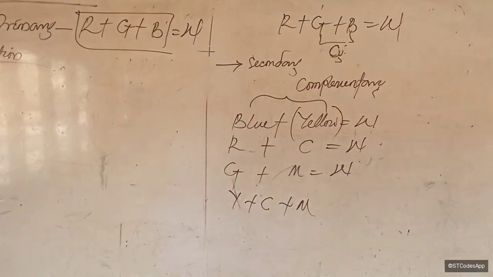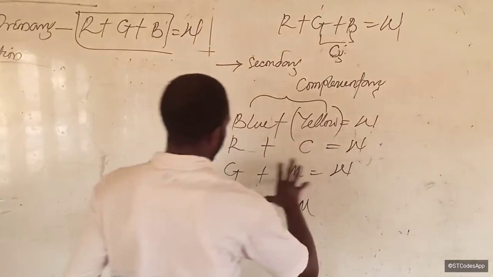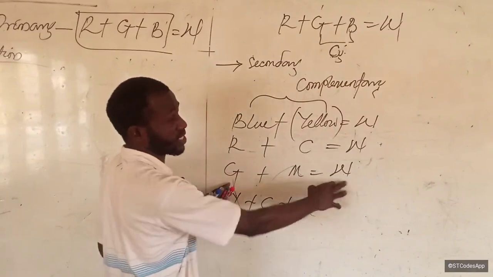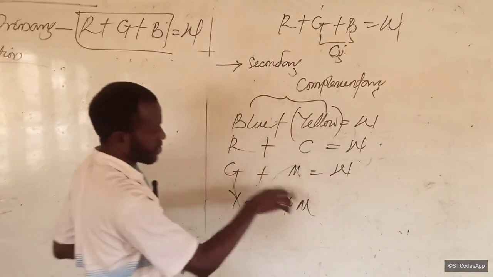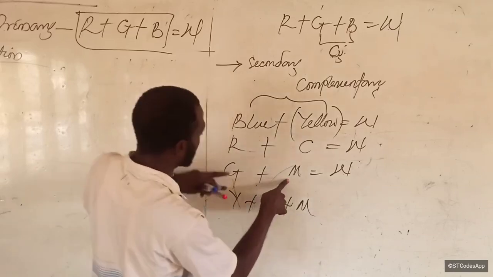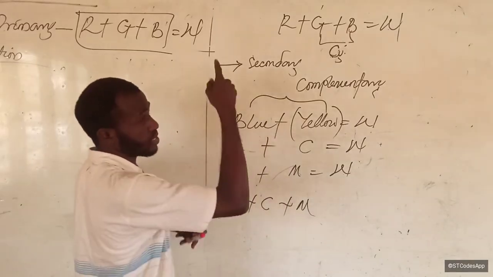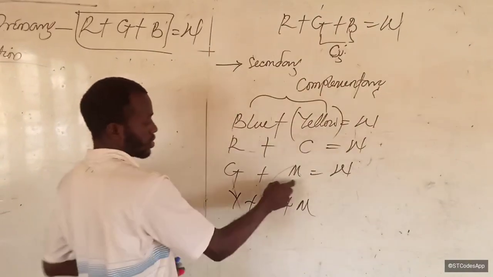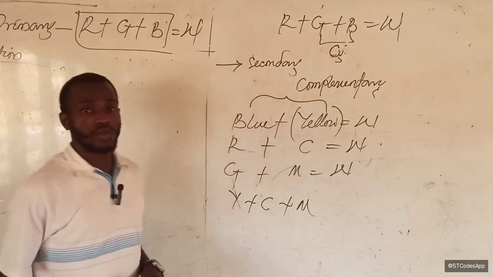So as I was saying, if this green is a primary color, you combine it with magenta and it gives you white, because magenta is a combination of R and B, red and blue, which are already primary colors. So that's why this will complementarily give you white.